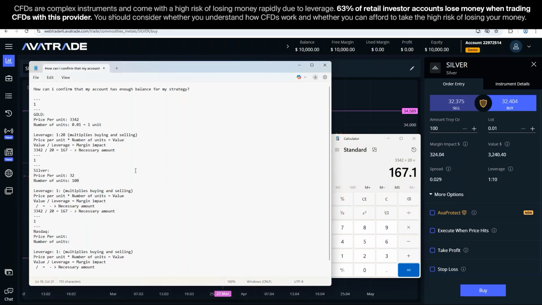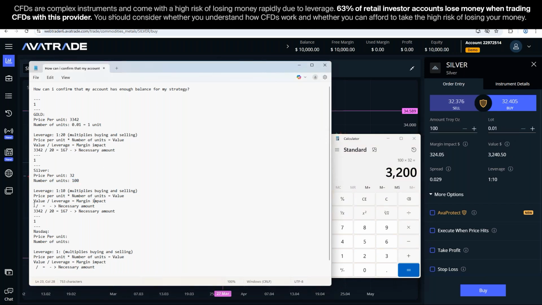And now with this 100 in mind, we're going to write it right here. And we're going to write the leverage here, which is 1 to 10 this time. And we've got 100 units. So let's do 100 times 32, which is already displayed in here.